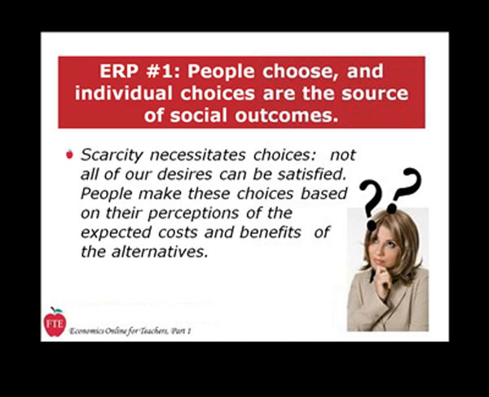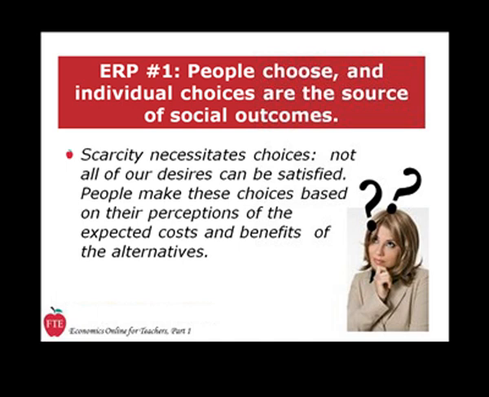ERP number 1 deals with our inevitable economic question. What's the impact of scarcity, and how are we going to deal with it? First, notice that economic reasoning targets not the definition of scarcity, although we'll certainly get to that, but what scarcity means for human behavior. Because of scarcity, people choose. And here's a major aha. Social outcomes emerge from those individual choices.